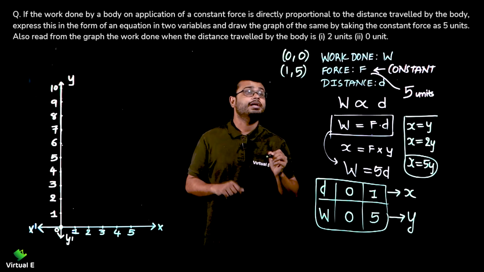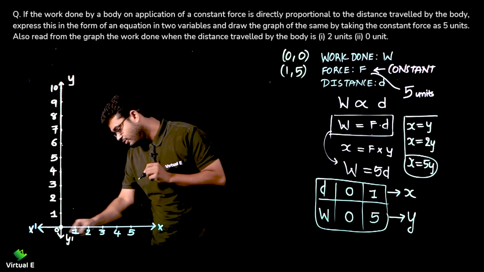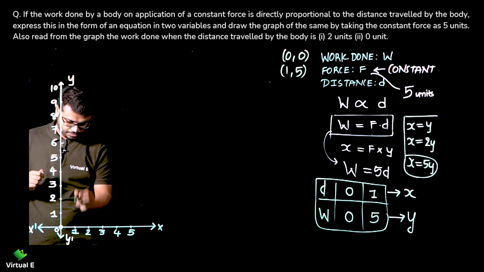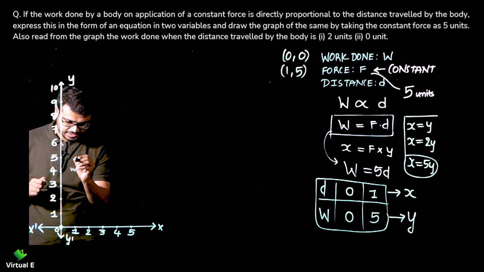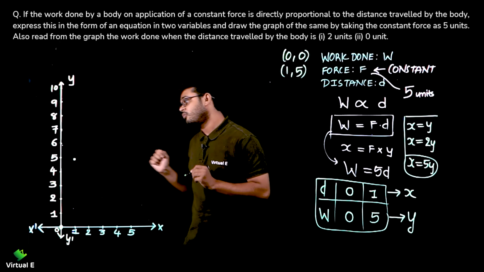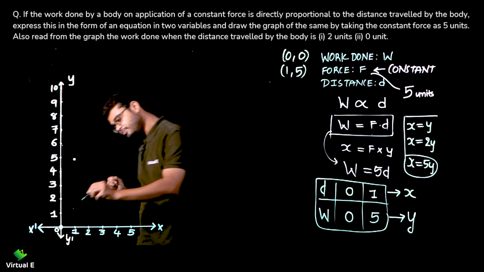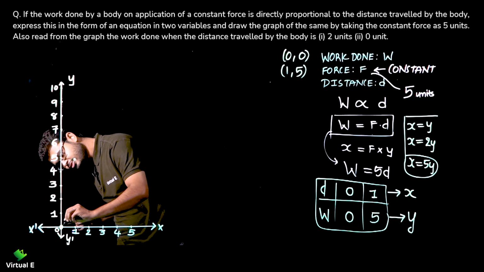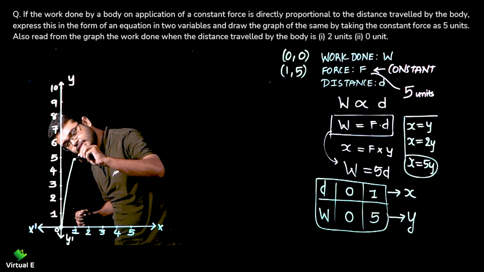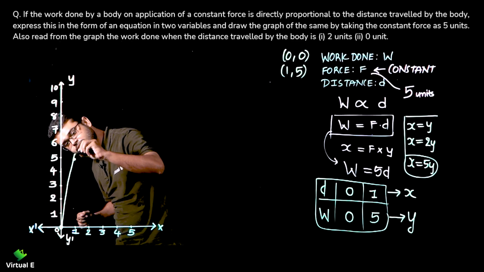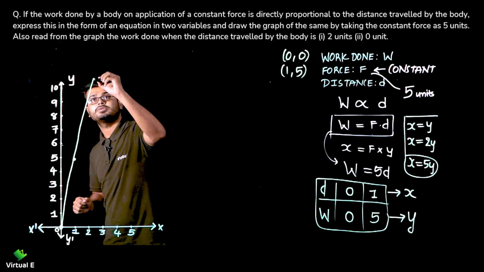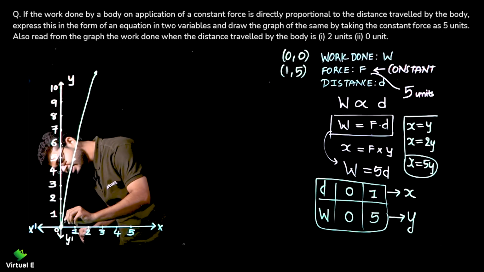Next is 1, 5. Remember, first coordinate is on the x-axis. So 1 here. Then I need to move up till 5. So here it is. Right? That's my second point. Now what am I supposed to do? I am supposed to connect them. So let's do it. Use the scale to connect this always, right? And you can extend it further as well. Okay, so this is what the line will represent.